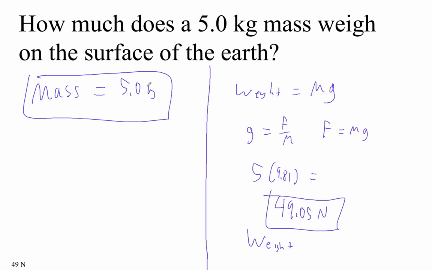It will have this mass no matter where we put it, okay? It could be on the moon, anywhere else. It's got this much mass. It's got this much inertia. On Earth, where the gravitational field strength is 9.81 newtons per kilogram, it's got this weight, okay?